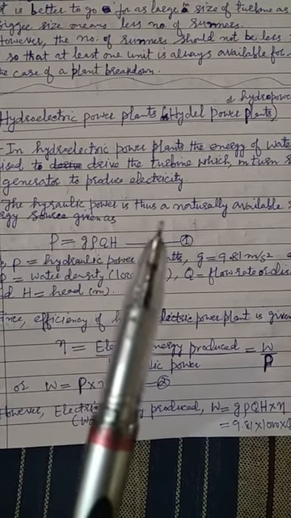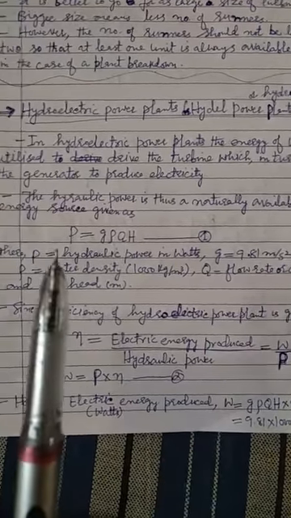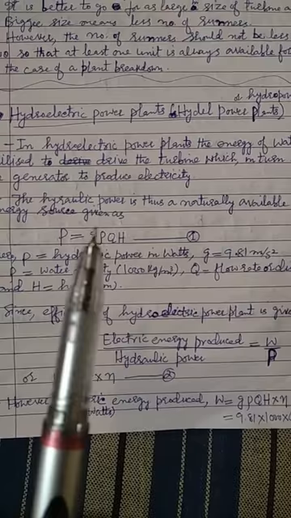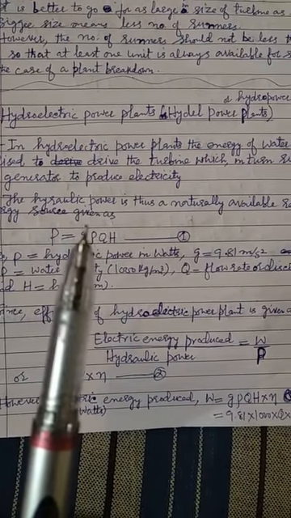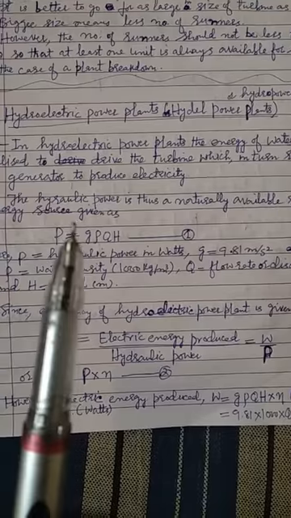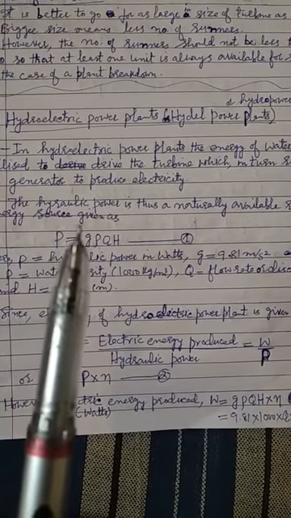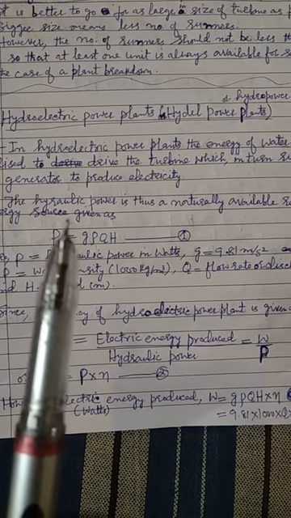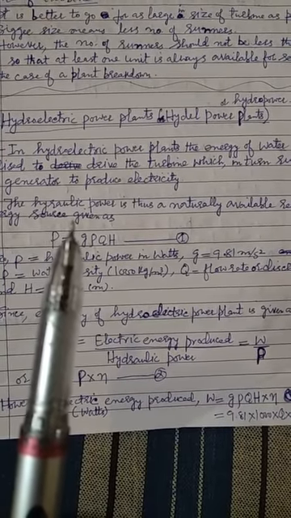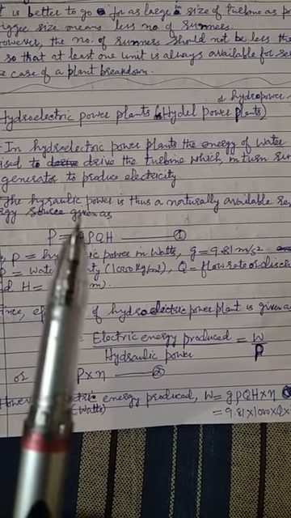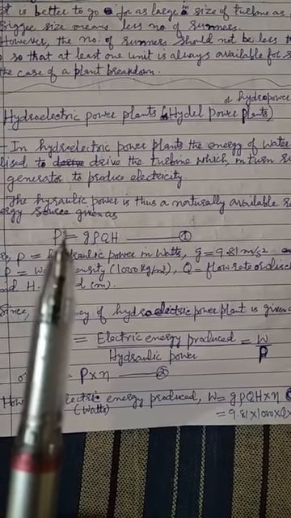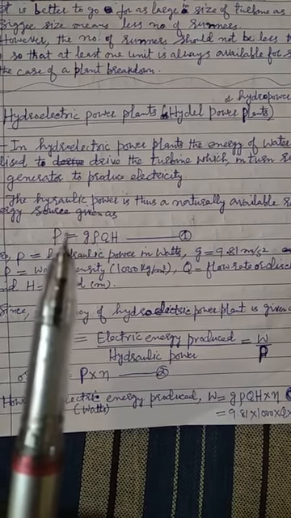So the hydraulic power is thus a naturally available renewable energy source. So we can say this is the second topic. What are the renewable sources of energy? I will discuss in any class what renewable energy sources are. So you can see here this water available, it is actually stored in a natural form of energy. So water is a natural form of energy source. So we can call it a renewable source of energy.